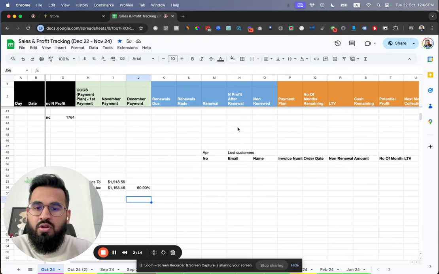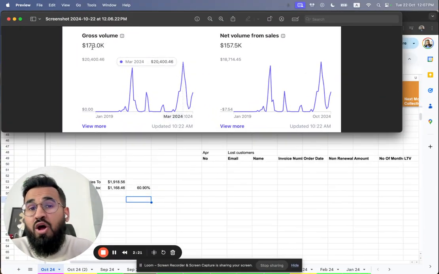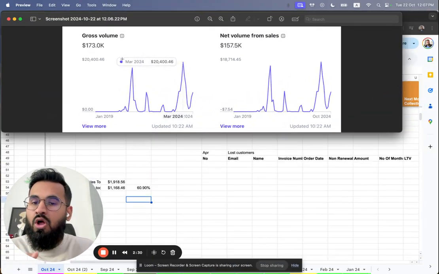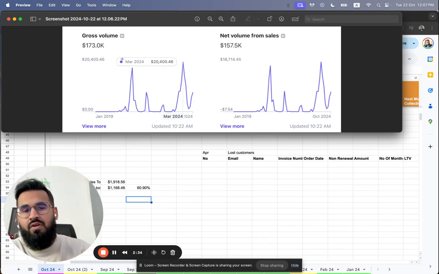So I have a screenshot of it. Let me just pull it up. So as you guys can see, this is my Stripe account, and this store has already generated over $170,000 in sales. So this is a six-figure store on its way to becoming a seven-figure store.